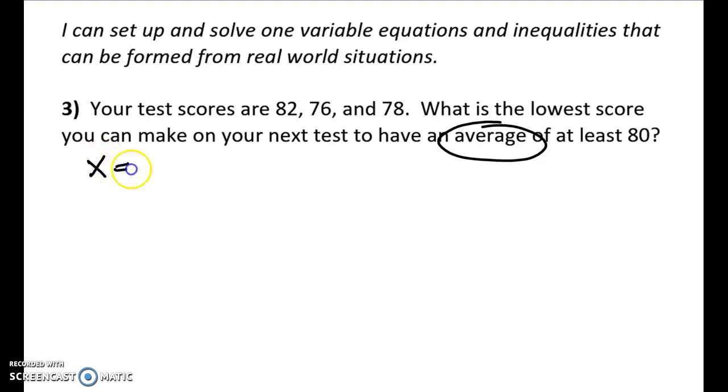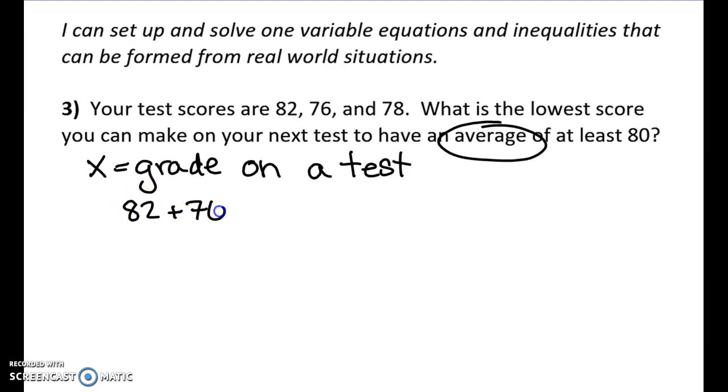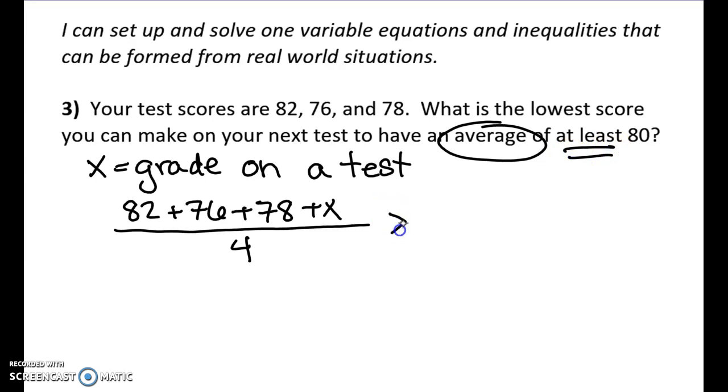I'm going to let x, my variable, be your grade on a test. And I'm going to set up an average problem. I want the average. Well, average is the sum of all of your grades, and my last one is x, divided by the number of items. And I want this to be at least 80. So I want this sum to be greater than or equal to 80, bare minimum.